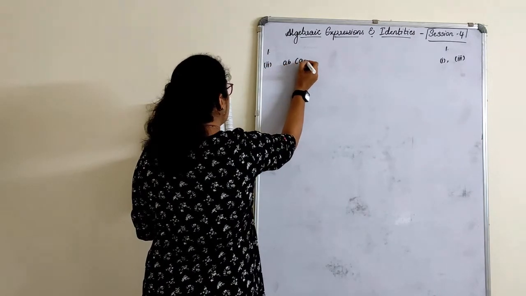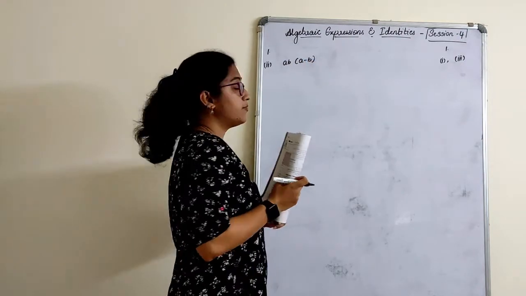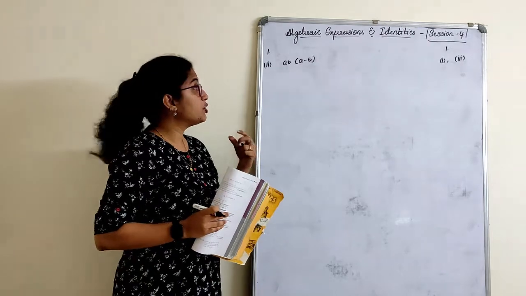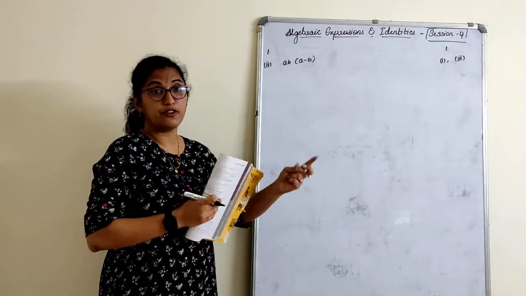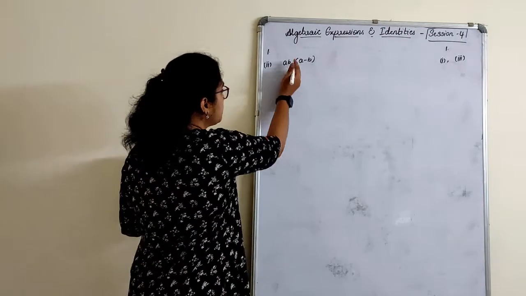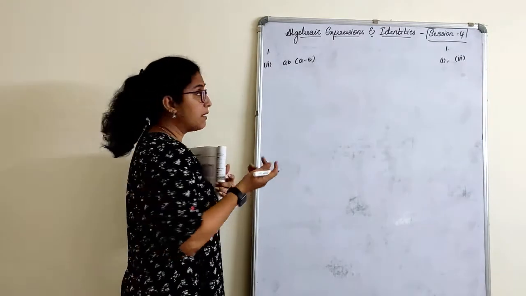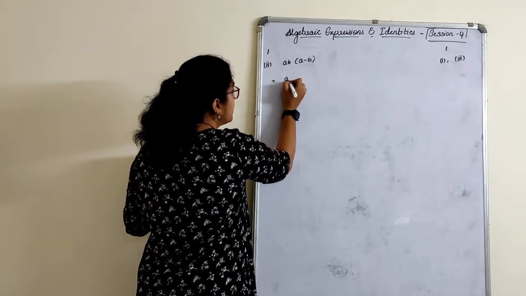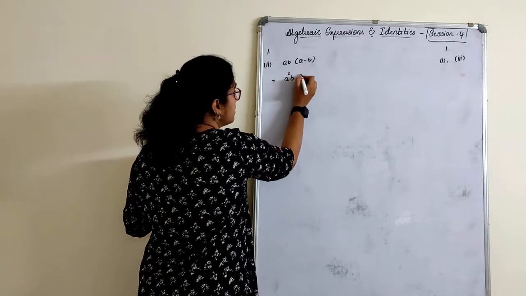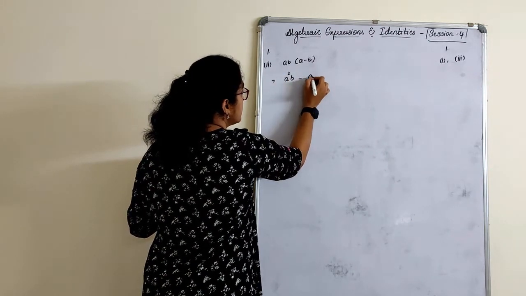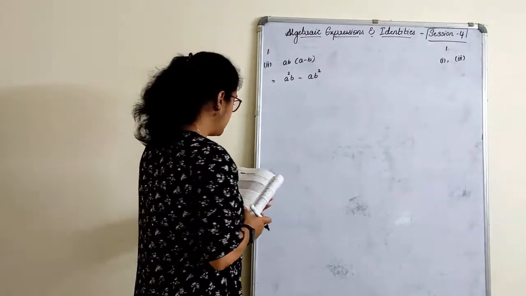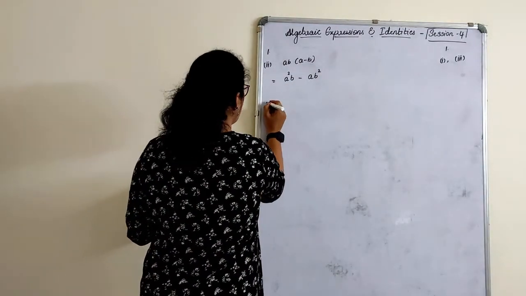ab of (a minus b). Always remember, if what you want to multiply is a monomial, make sure you bring it to your left hand side. It is easy for multiplication. We will apply the distributive property here. ab into a is a square b, minus sign as it is, ab square. That's all. Quite simple. The third one I have marked for homework.